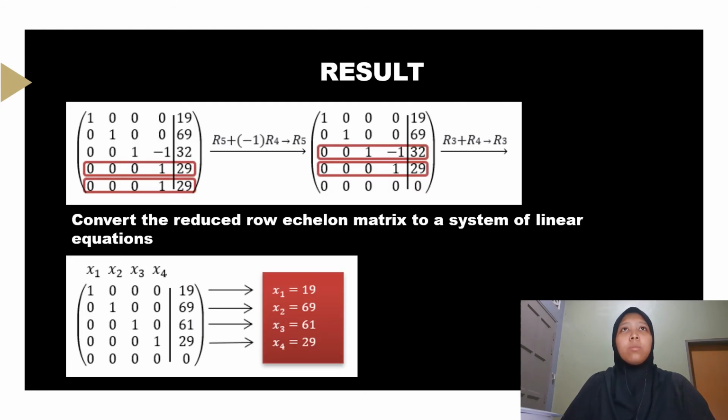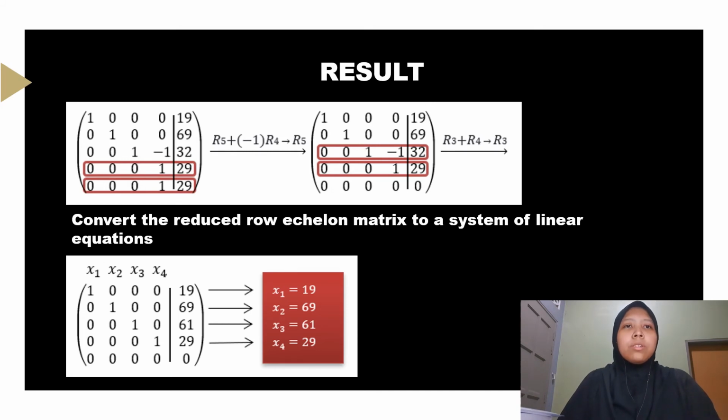Next, we move to the fourth row. We can see that there is a leading 1 in the fourth row. As I said, all values below a leading 1 must be 0. So I'm going to multiply the fourth row with negative 1 and add it to the fifth row.